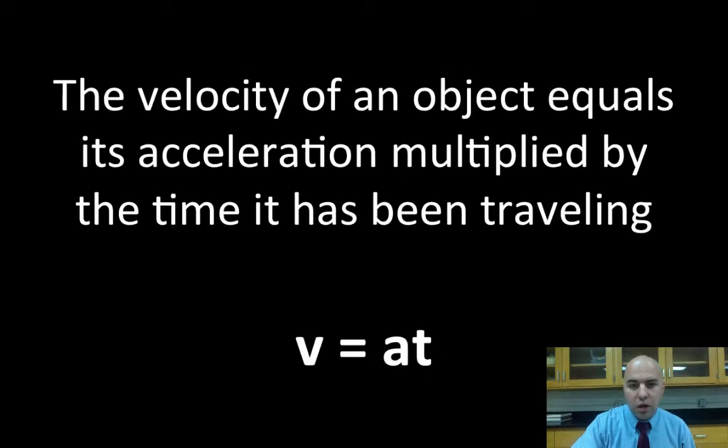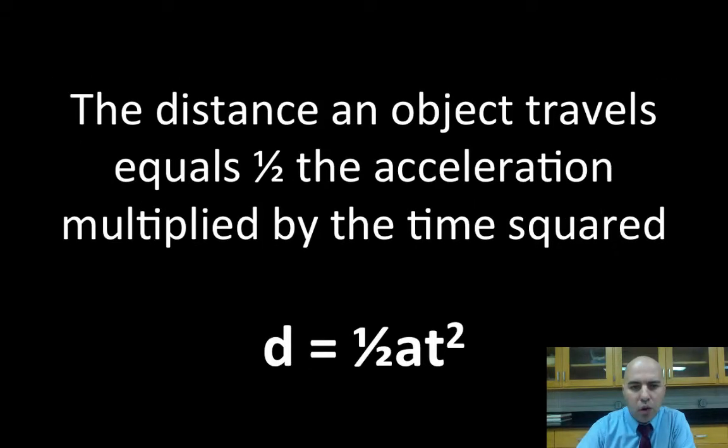So let's get going. What we're going to do is talk about two different equations that we can use when solving problems related to acceleration. The first one is v equals at, in other words, the velocity of an object equals its acceleration multiplied by the time that it's been traveling. So we'll talk a little bit about how that works. The other one is d equals 1/2 at squared. In other words, the distance an object travels equals half the acceleration multiplied by the time it's been traveling squared.